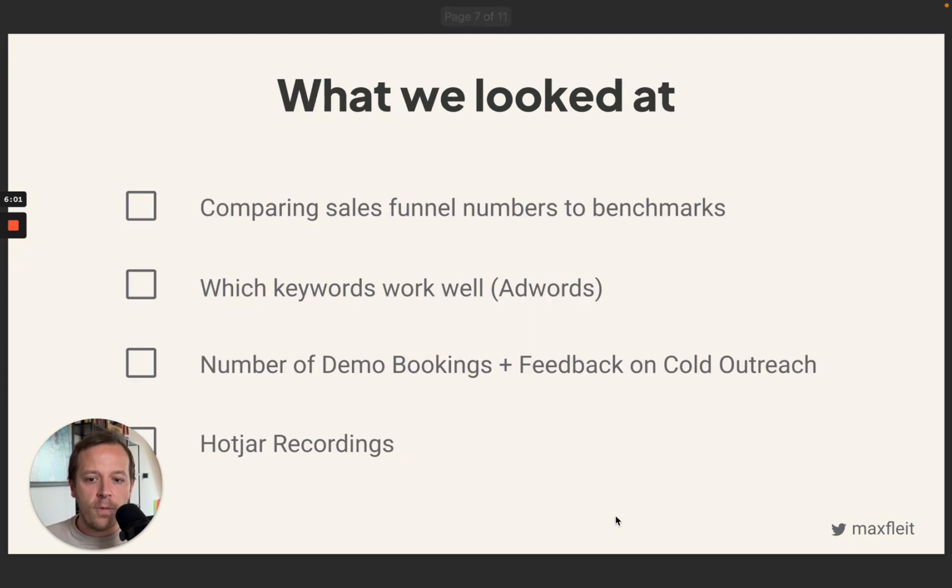Okay, so after we did all of this, and it took around 2 to 4 weeks, we tried to look at the sales funnel numbers and compare them to examples from our past where we did regular sales outreaches. We could look at the response rate and opening rate, and how they relate to the benchmarks in a positive or negative way. Then we looked at the keywords and AdWords, where we saw that some keywords work well, some don't, and this is the price that we need to pay. And last but not least, we also looked at the Hotjar recordings, the final number of demo bookings, and the feedback on the cold outreach.